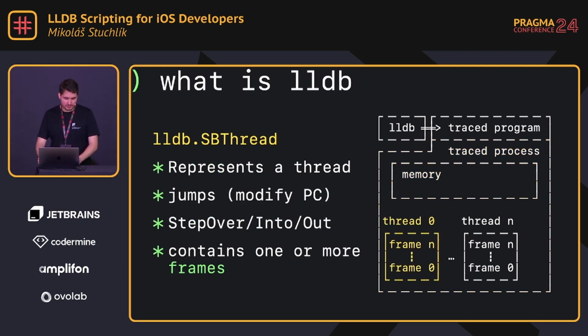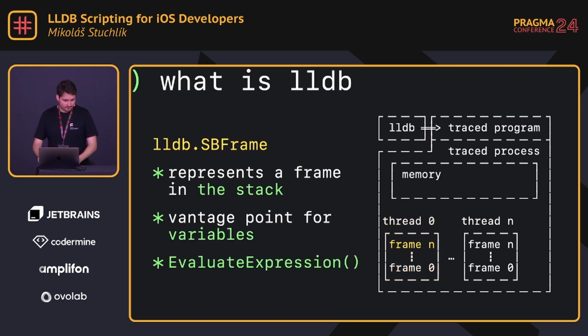Each thread is represented by an SBThread object. You can use the SBThread to do jumps, essentially write into the program counter, step around in the code, etc. As you would probably expect, each thread has its own stack. Individual functions in the stack are called frames. And there is a representation called SBFrame. When we look for variables, we are doing so from the vantage point of a certain stack frame. This is also true for evaluating expressions. The SBFrame allows us to read and write into registers, but registers are only valid for the topmost stack frame.